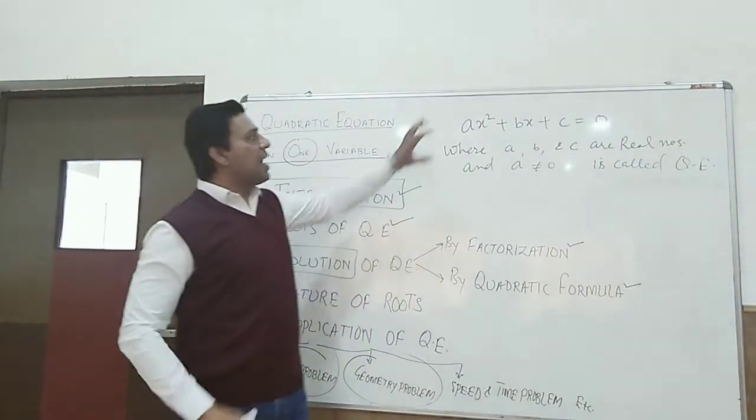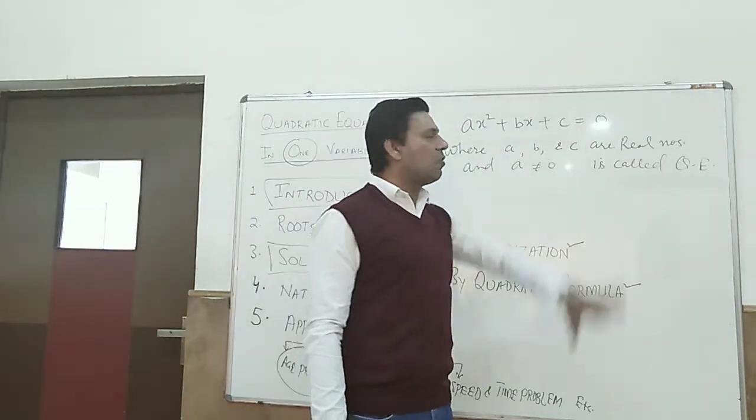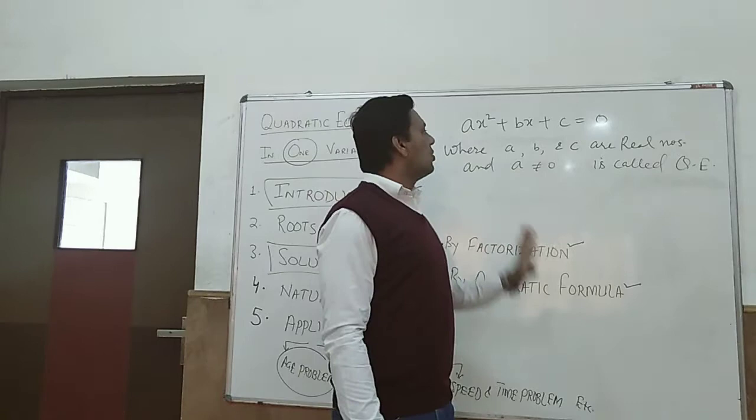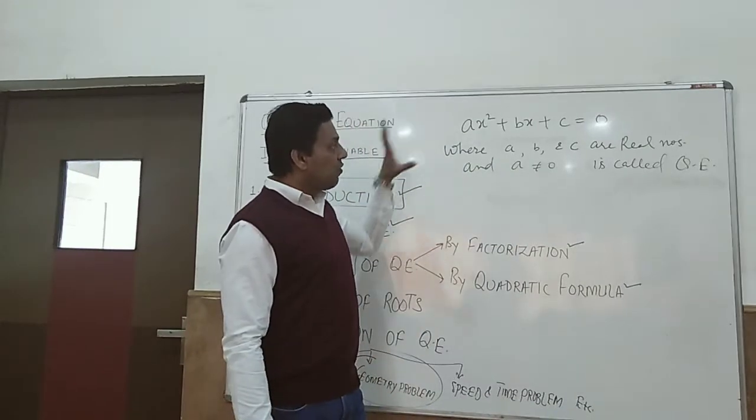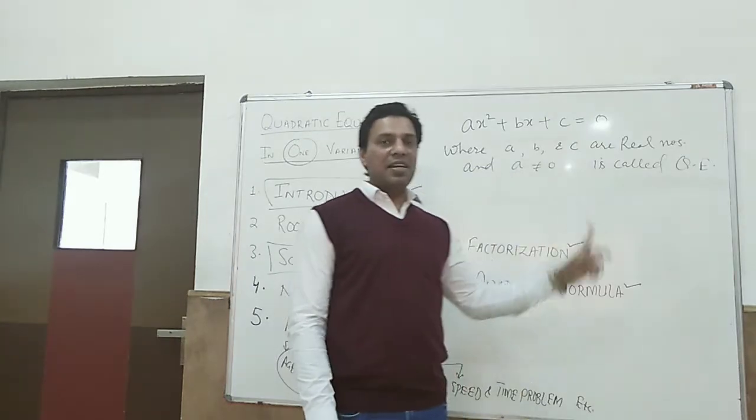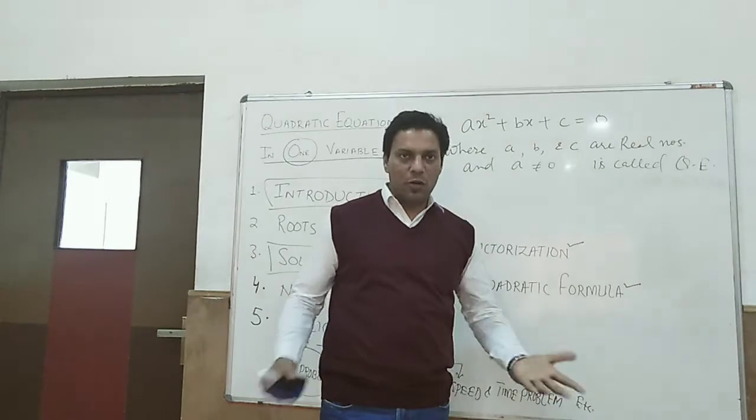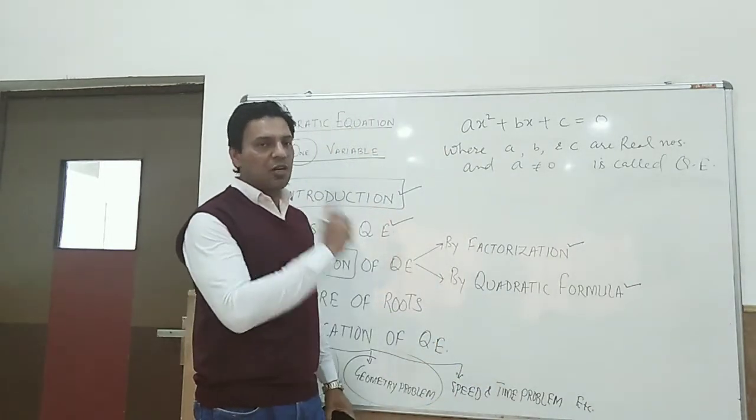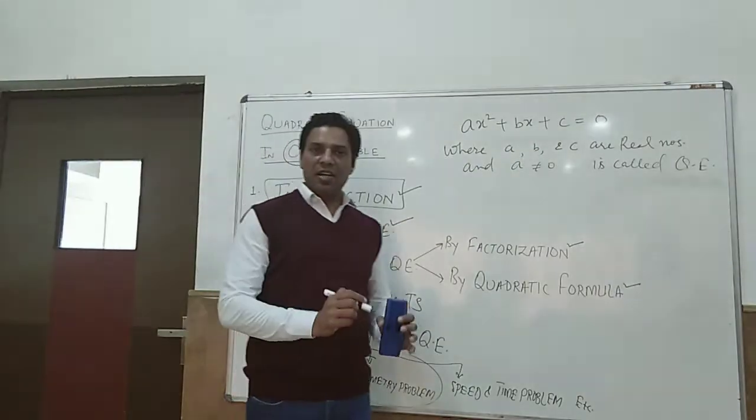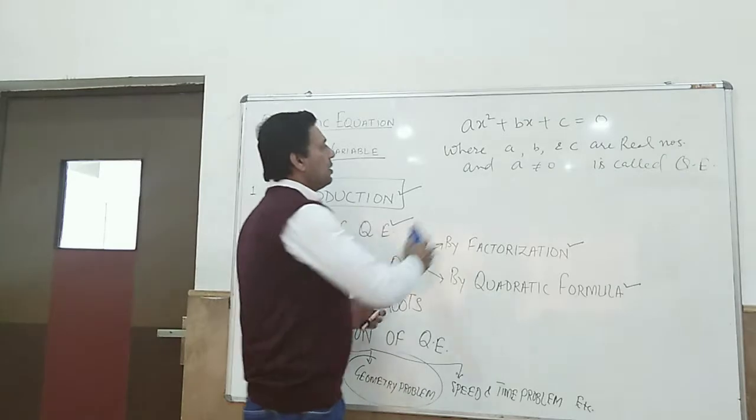It means any equation of the form ax square plus bx plus c equal to 0, where obviously these are the coefficients a, b and c, so these are real numbers, providing a is not equal to 0. It is a condition, it is mandatory. a should not be equal to 0. b or c may or may not be 0, but a should not be equal to 0. So this type of equation is called a quadratic equation. So this is the introduction of quadratic equation, right?